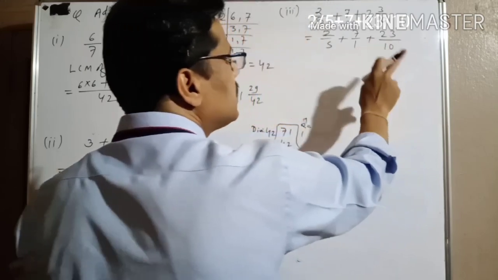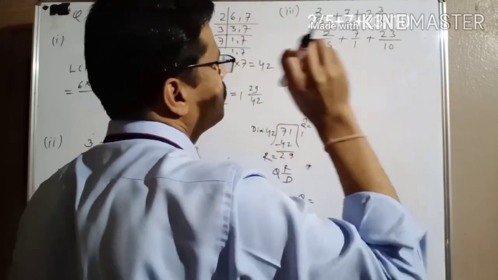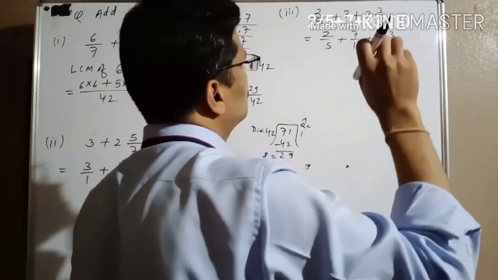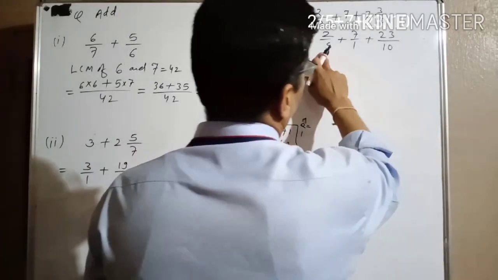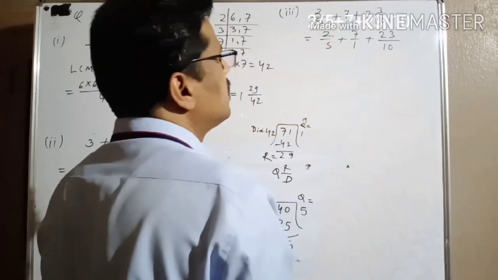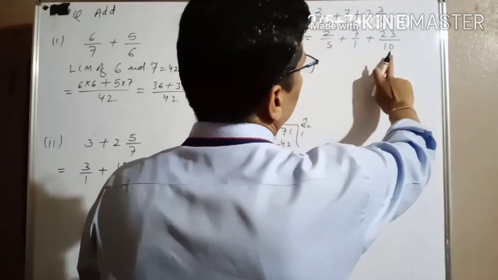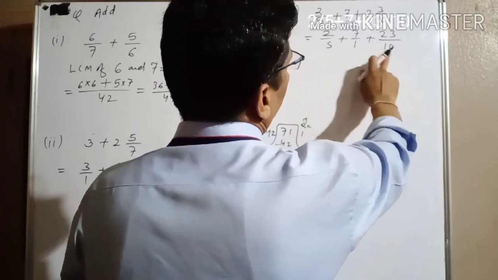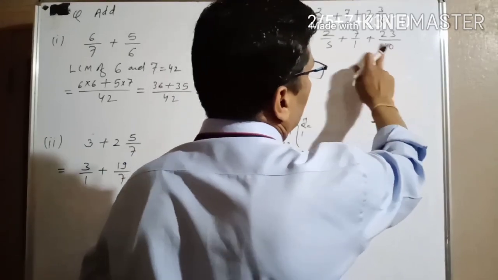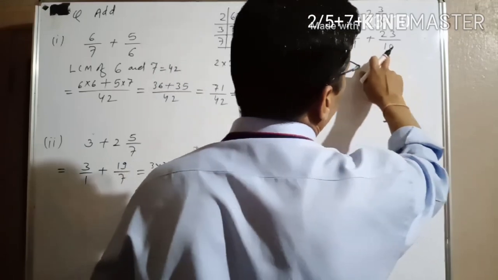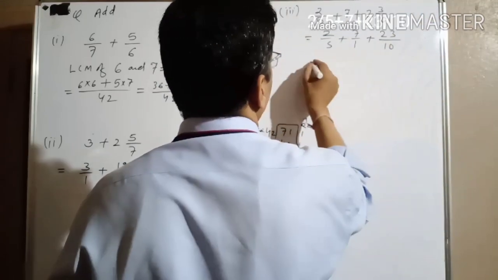Keep in mind this rule also. There are some cases where there is no need to find out the LCM, you can get it directly. This case also we are getting a direct LCM. Why are we getting a direct LCM? Because 1, 5, 10. Also you can say if 5 and 10 come in the same table, the greatest number will be the LCM. So here LCM will be 10.